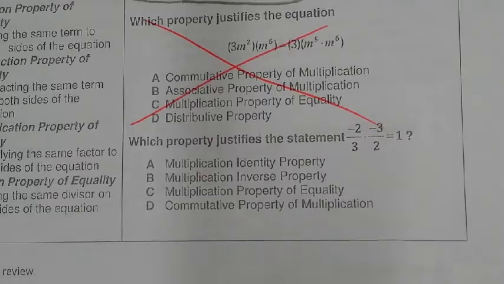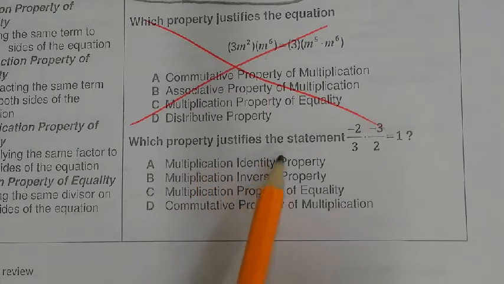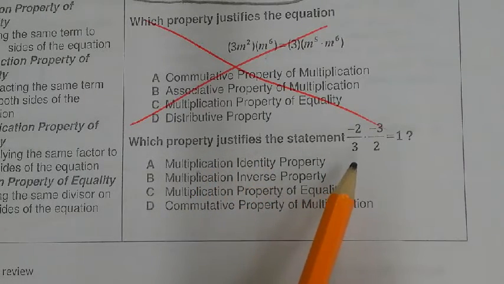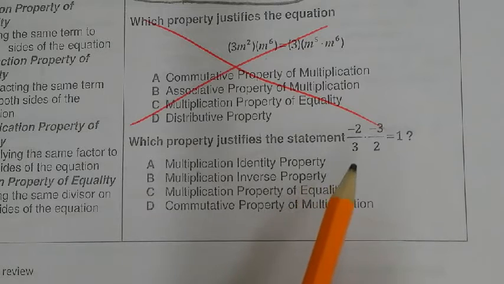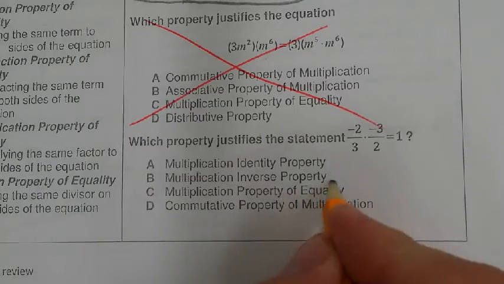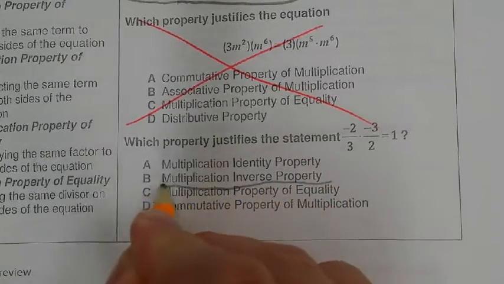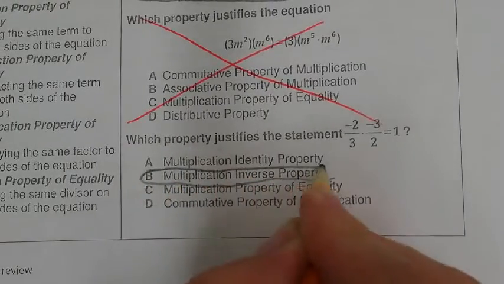All right, so this one. Which property justifies the statement? Now, this one probably won't be on the SOL. This was on the 8th grade SOL. But you're times it by the reciprocal. If you all remember, reciprocal is another way of saying inverse. So this one is B. Like I said, that probably won't be on your SOL. It would have been on the one last year.